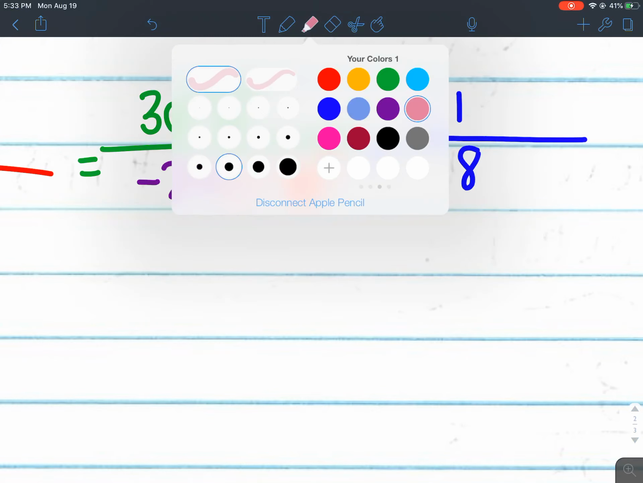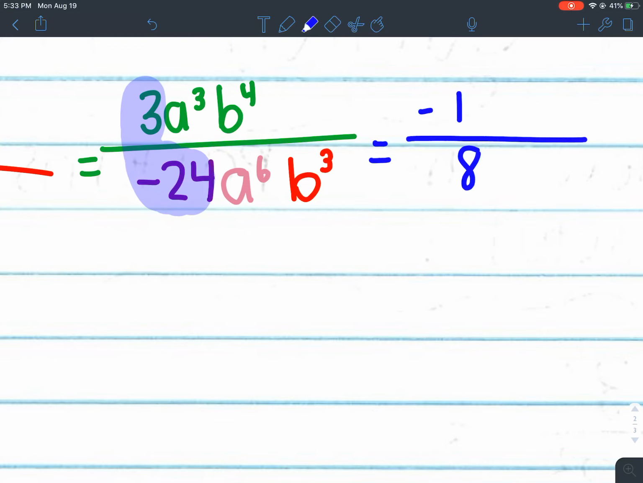I took care of those 2 things, right? So I took care of this. And now I'm going to take care of the a cubed and the a to the 6. So a cubed, a to the 6. Where are there more a's? There's more a's in the denominator. And there's 3 more in the denominator. So there's 6 minus 3 is 3.